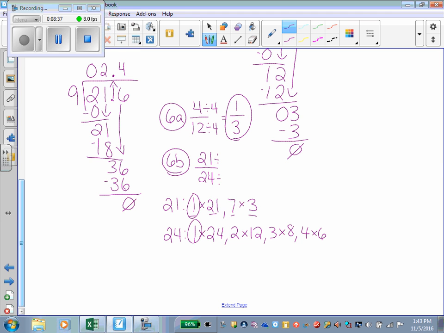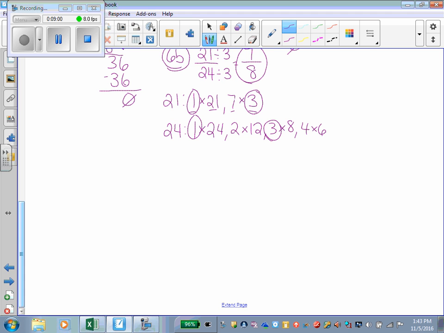Well, you have your 1s, but that's not going to change anything. And then you have the 3s. So that means that 21 can be divided by 3, and 24 can be divided by 3. And 21 divided by 3 is 7, and 24 divided by 3 is 8. So there's your simplified fraction.